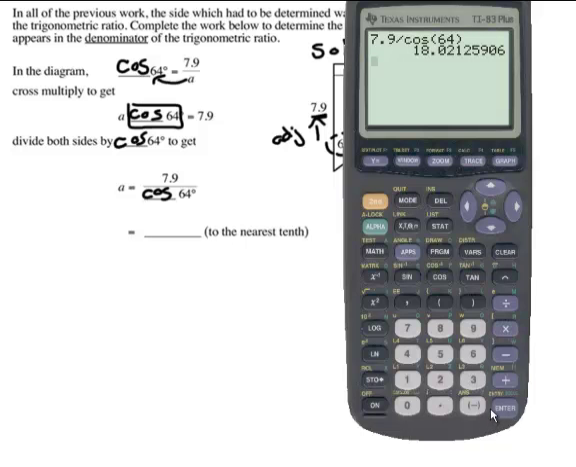The number that I get is representing the length of the hypotenuse. So to the nearest tenth would be 18.0 units.